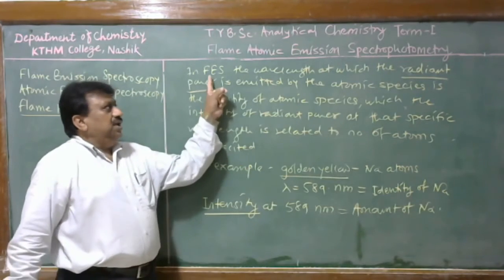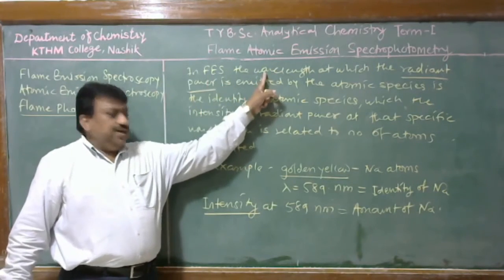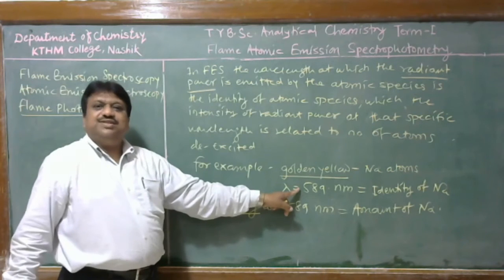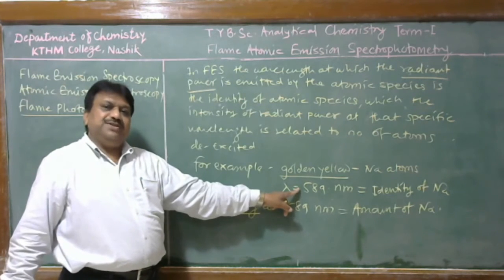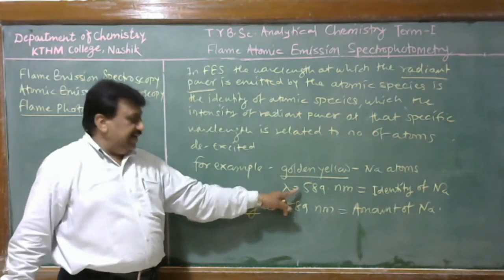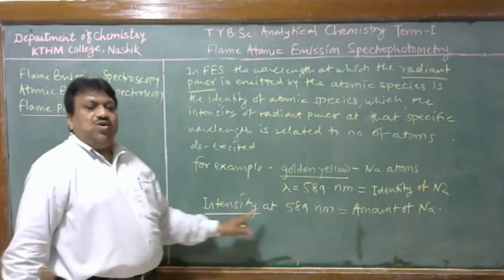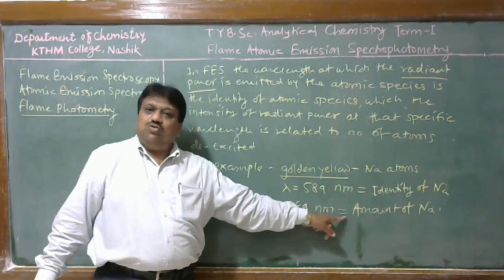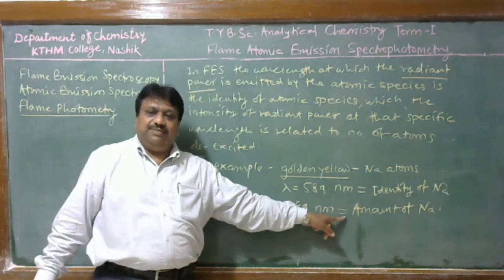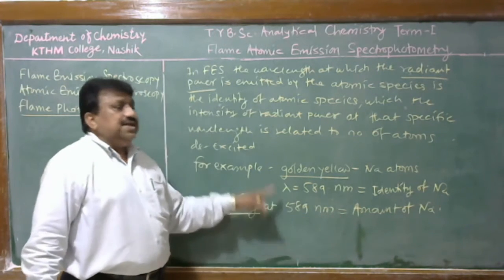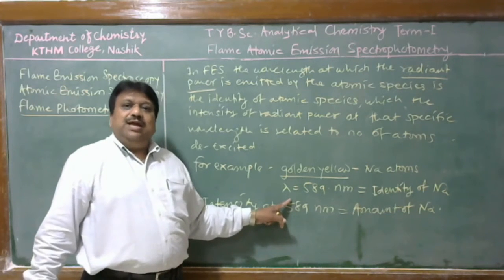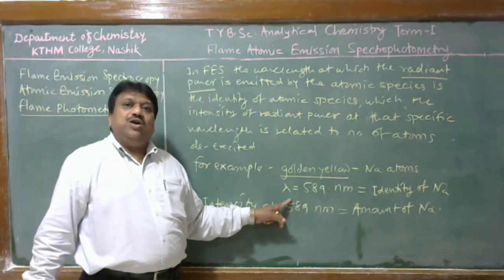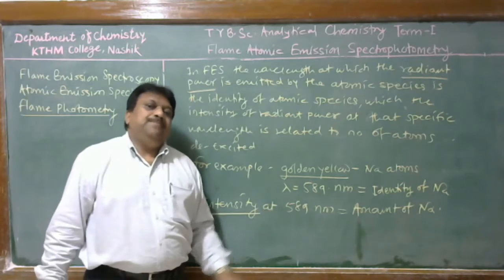Therefore, here in flame emission spectroscopy, the wavelength at which a substance or molecular atomic species shows emission is its identity, and intensity or radiant power at that wavelength is related with the amount of material or amount of atoms present in the flame. This is the underlying principle of flame emission spectroscopy or atomic emission spectroscopy.